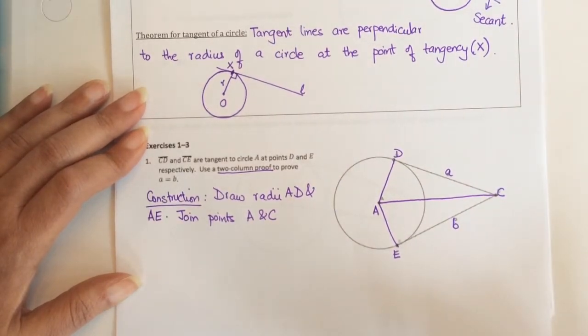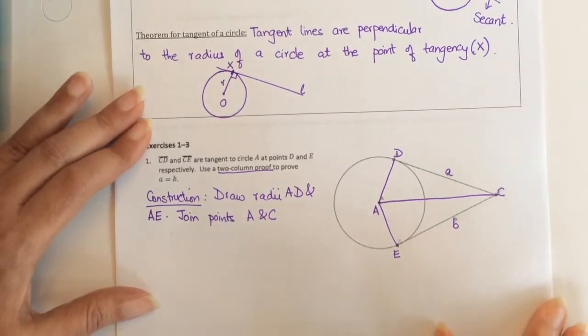I hope you can all see two triangles. Use these two triangles to prove that A will be equal to B. Write a 2-column proof for me. So pause the video, go ahead and write a 2-column proof. Okay, here is my 2-column proof.